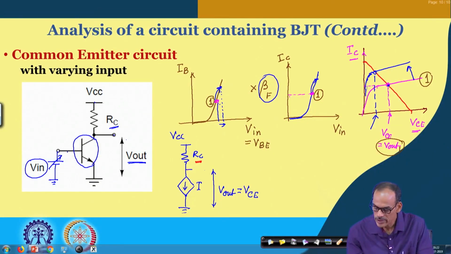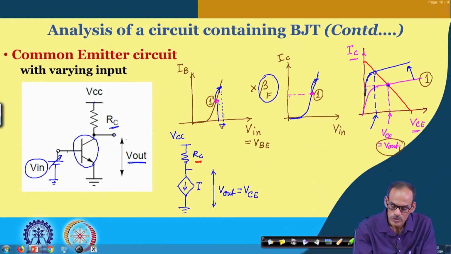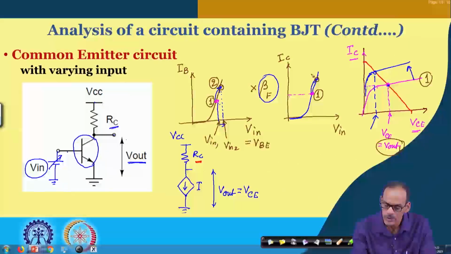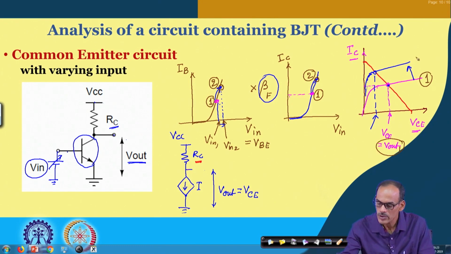let me use a different color here. So, now we are at this point. That means at the input we are applying V in 2, earlier it was V in 1. So, now we are at this point, and then the corresponding characteristic also got shifted up, and the intersection point is going from this point to this point. So, we call this corresponding output, say, V out 2.